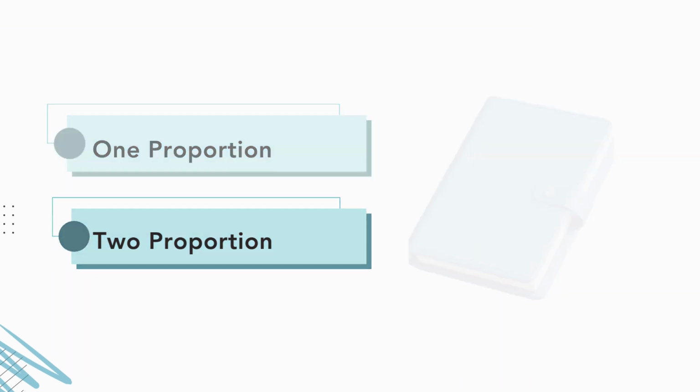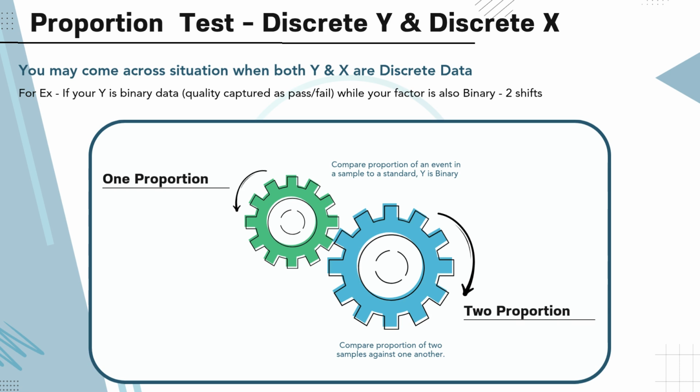Let's get started. In this slide, we're looking at a common situation in hypothesis testing, where both the response variable, y, and the factor, x, are discrete. This typically means that both variables have only a few distinct categories. A typical example is when y is binary, such as quality being marked as pass, fail, and the factor x is also binary, like two different work shifts or two machines.